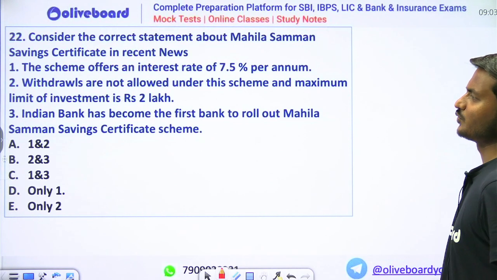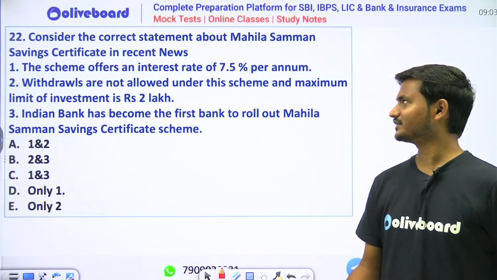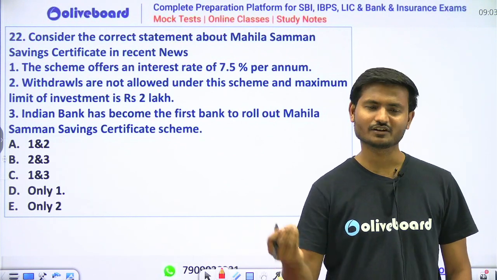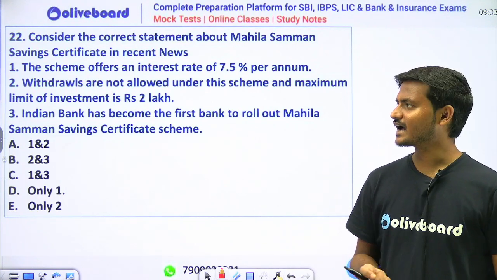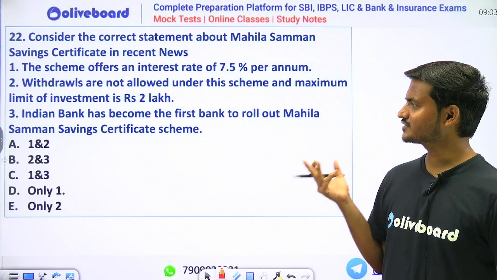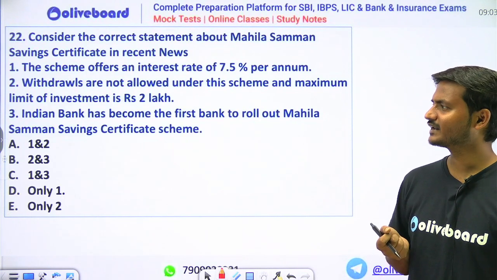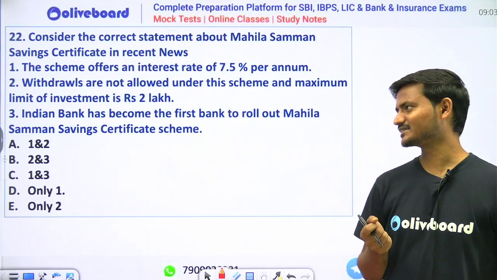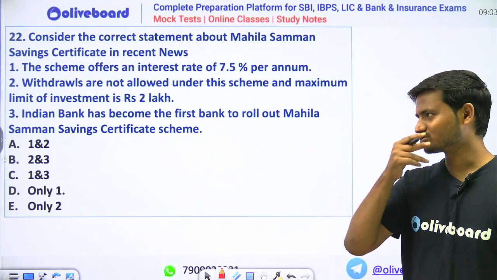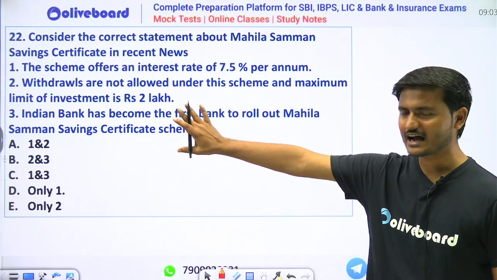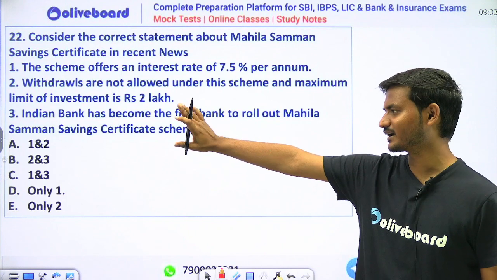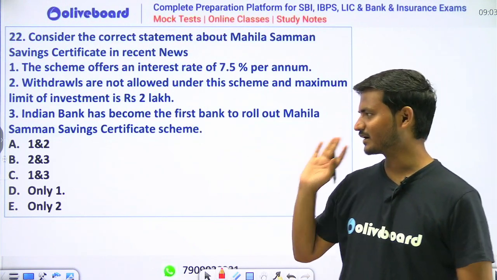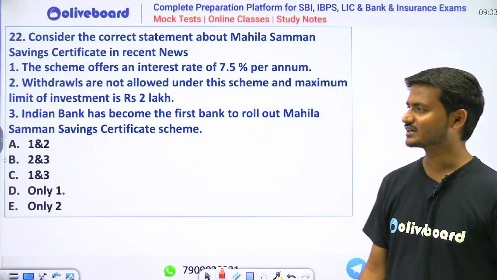Okay, withdrawals are not allowed under this scheme and the maximum limit of investment is rupees 2 lakh, and Indian Bank has become the first bank to roll out Mahila Samman Saving Certificate Scheme. Obviously not, Indian Bank has not been the first bank. I know this statement, that Indian Bank has not been the first bank to roll out the Mahila Samman saving scheme. So I will eliminate 3.